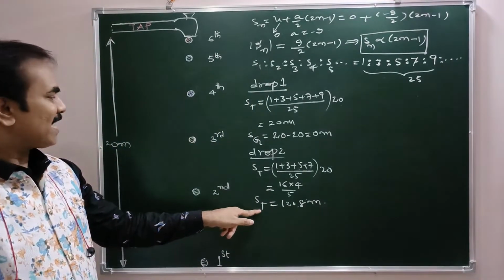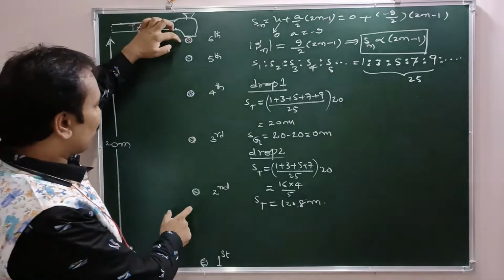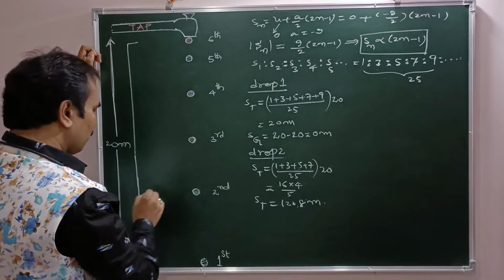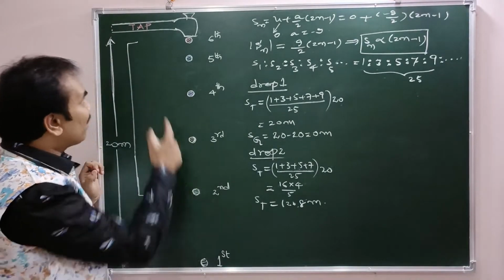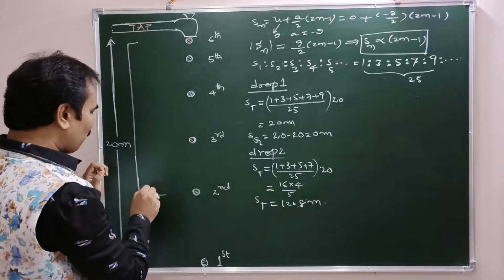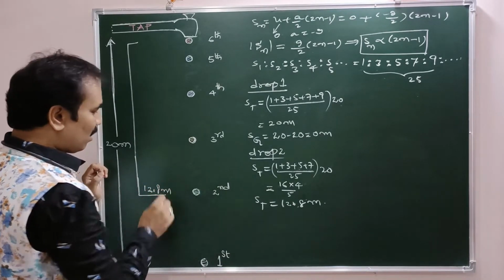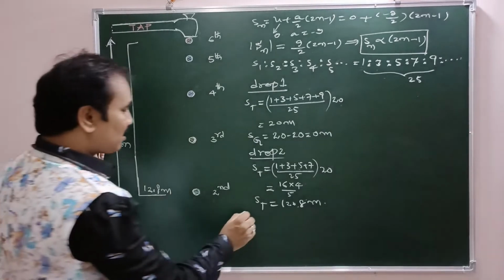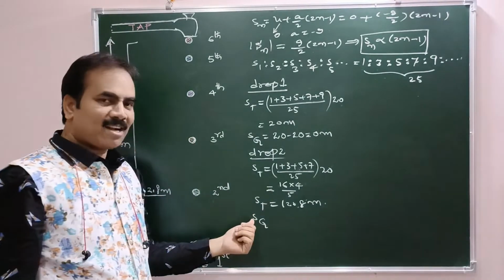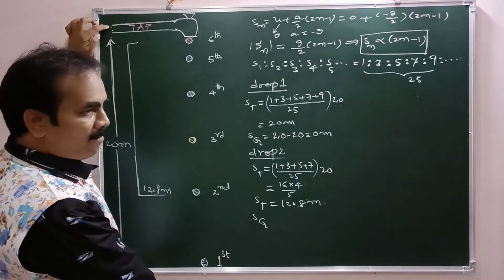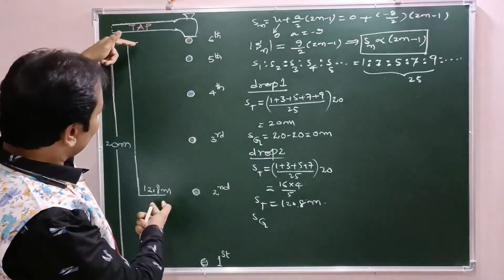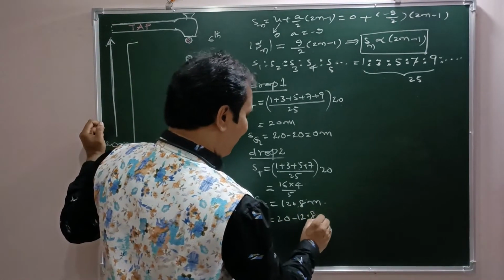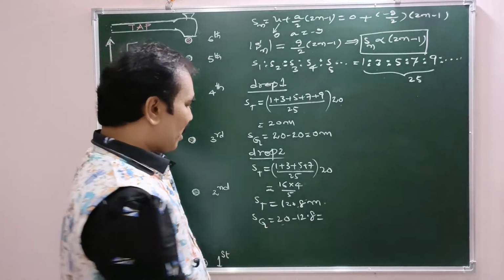This is the distance covered by the second drop from the tap, 12.8 meters. Now what is the height of the second drop from the ground? It is 20 minus the distance covered. That is SG. Height of the second drop from the ground means height of the tap minus the distance covered by the drop. That is 20 minus 12.8, which is 7.2 meters.